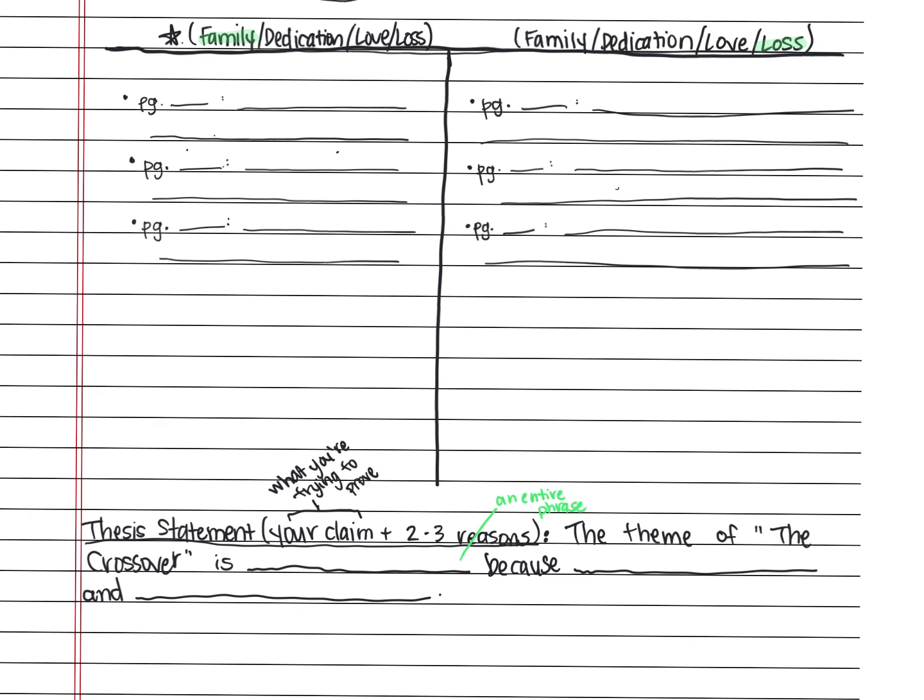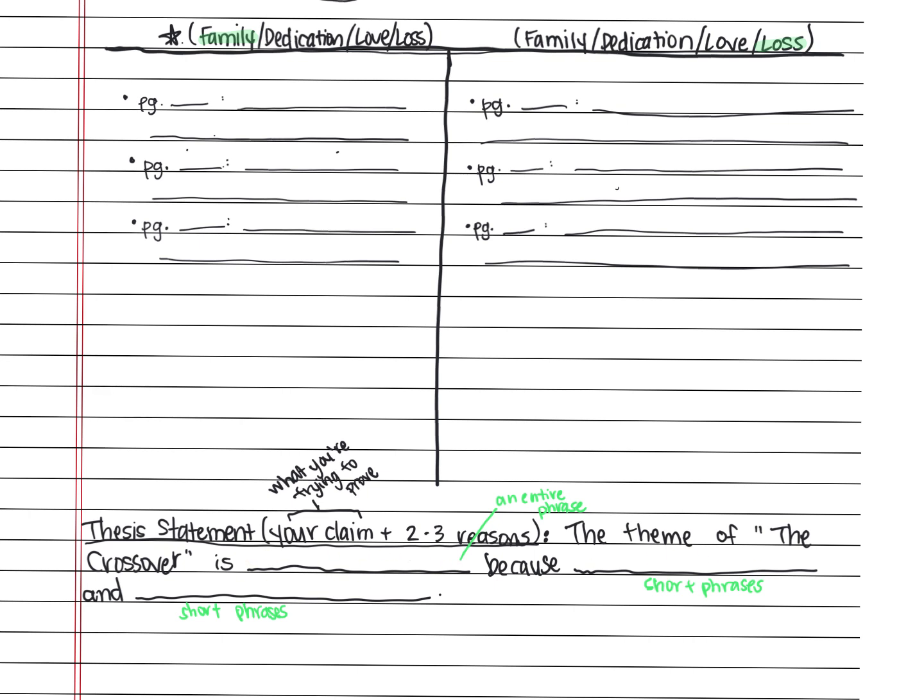All right, and then these 2 reasons have to be short phrases. Remember, a phrase is not a complete sentence. So we're not going to say the theme of the crossover is family. We can say the theme of the crossover is family sticks by you no matter what. We can say the theme of the crossover is loss is difficult because it requires sacrifice. But we're not going to use a one-word theme in this section. Okay, so make sure you have your phrase and then you have 2 reasons.